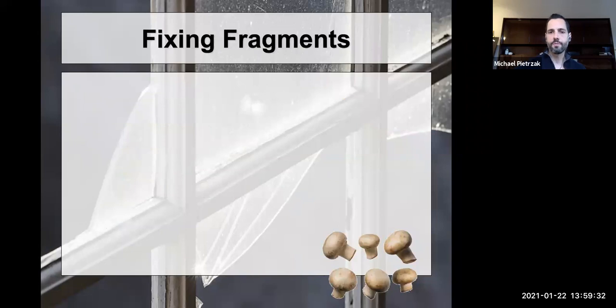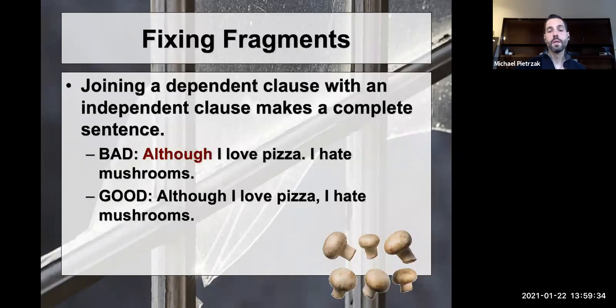So how do you fix a fragment or an incomplete sentence? Well, you can join a dependent clause or a fragment with an independent clause, right? If it's independent, and you bring on a dependent clause, perfect. It's probably still going to be a complete sentence as long as it's formed correctly.